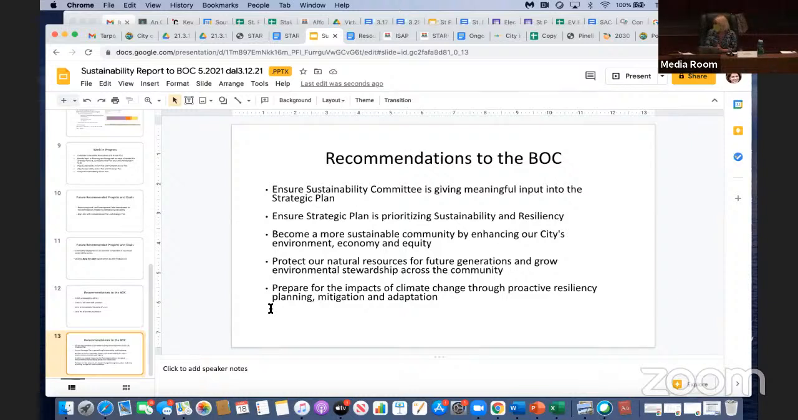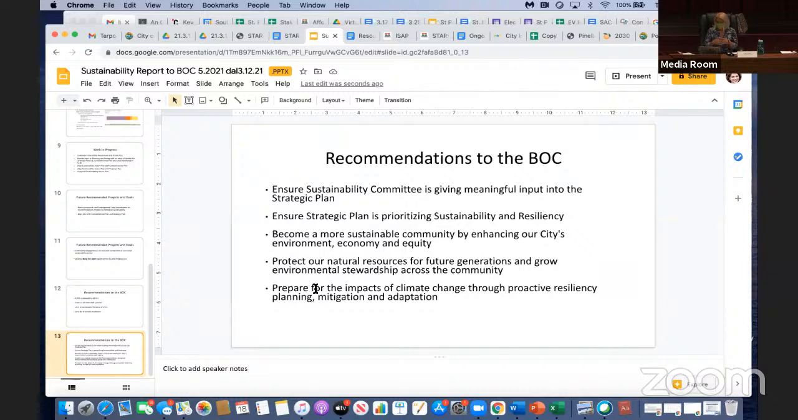And then the last is, I just want to reiterate that when they're looking at the strategic plan, that they actually have an input place for us to be able to give meaningful input, and for them to be thinking on the front end that we would like the opportunity to interface with them. Is that consensus amongst the group? Okay. And then ensure, like you were saying before, that the strategic plan would be prioritizing sustainability and resiliency.